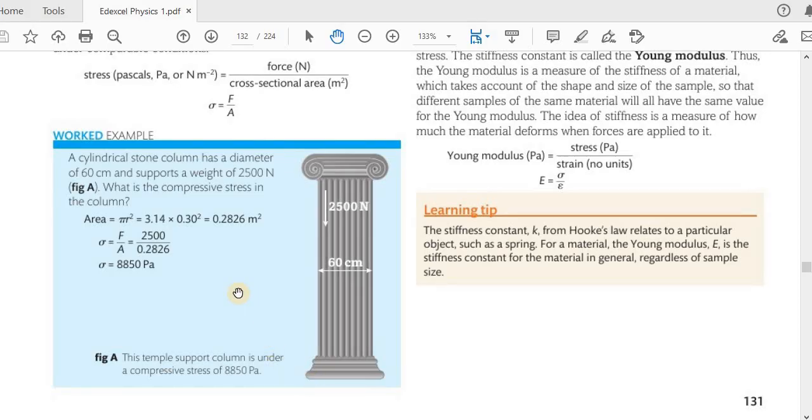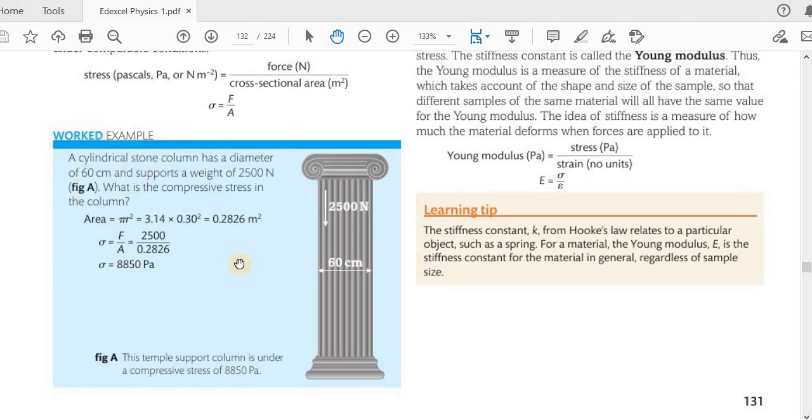So compressive stress, because you see the force is trying to compress this. It's trying to decrease the length, in other words. If it's a compressive stress, it will try to decrease the length. If it's a tensile stress, it will try to increase the length. So first we can calculate the area of cross section, because stress is equal to the force divided by the area of cross section.